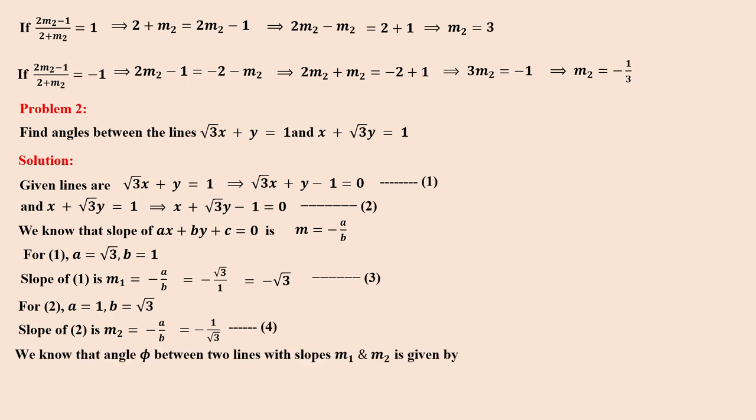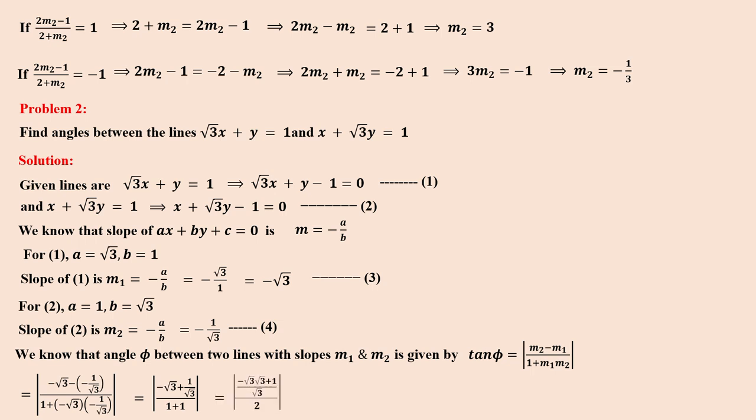Therefore, the angle between lines formula, we know tan theta is equal to m2 minus m1 by 1 plus m1 m2. Substituting this value, it is equal to minus root 3 minus 1 by root 3 divided by 1 plus minus root 3 into minus 1 by root 3. So you will get minus root 3 plus 1 by root 3 by 1 plus 1, right? Root 3 and root 3 get cancelled. So taking LCM, minus root 3 into root 3 plus 1 in the numerator, divided by root 3, whole divided by 2.